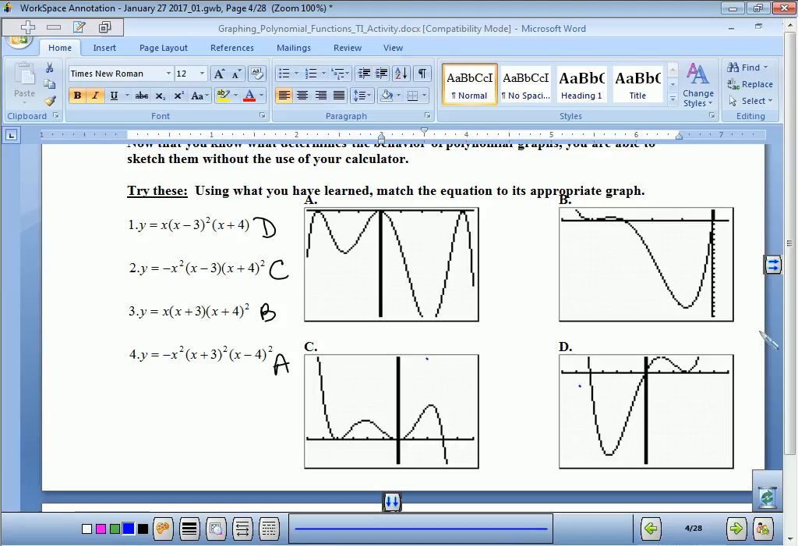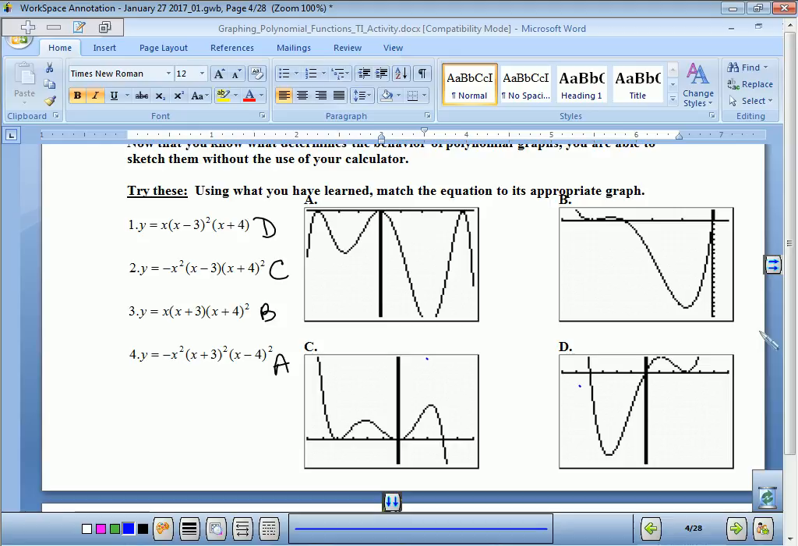Okay, number 3. This one has a degree of 4 and a positive leading coefficient, and it's going to pass at 0, pass at -3, and bounce at -4. You see the little bounce right there. Bounce, and then pass, and then pass. So that one's B, and that leaves A for number 4.